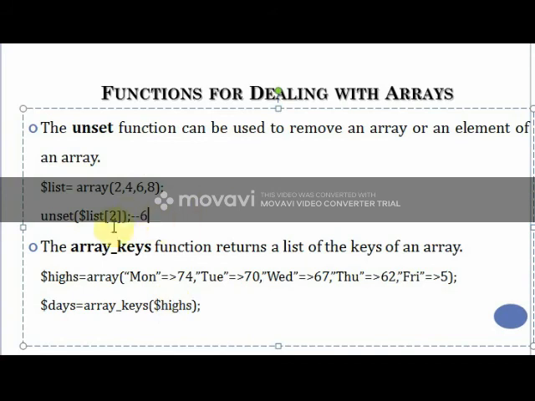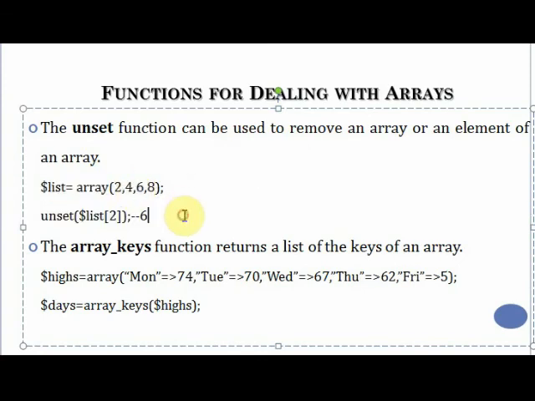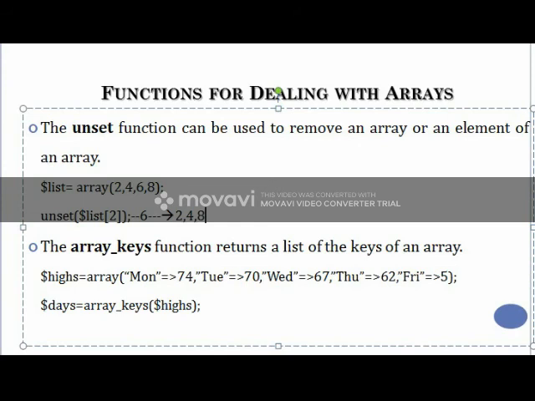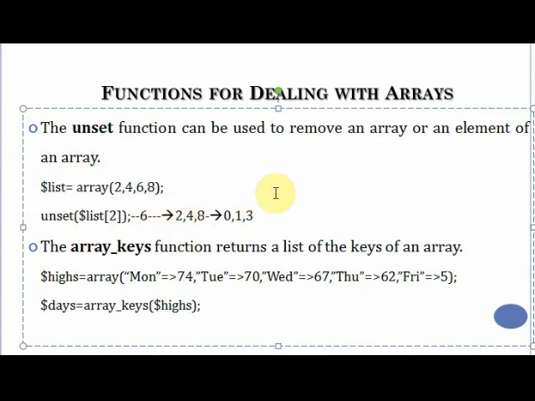What will this particular function do? It is going to remove this particular value 6. After this is executed, what are the elements in your array? You are going to have the elements 2, 4, 8. And the key values you are going to have are 0, 1, and 3, since 2 is removed. That is what is happening. So that is your unset function.